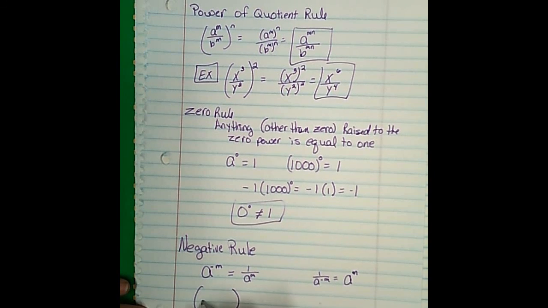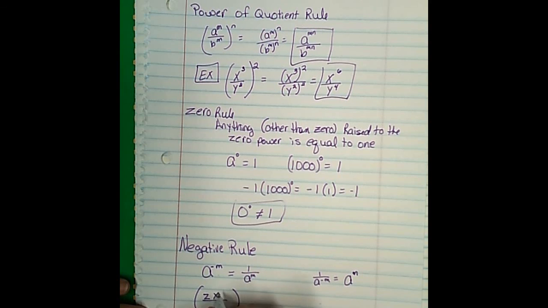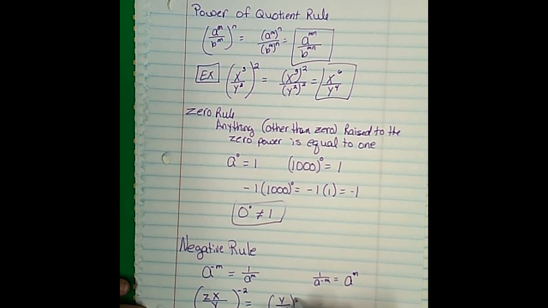If I have x over y raised to negative 2, I have to flip everything inside that parentheses. I'm not changing anything inside the parentheses other than flipping it to make the power outside positive. And then, of course, we would distribute the power.